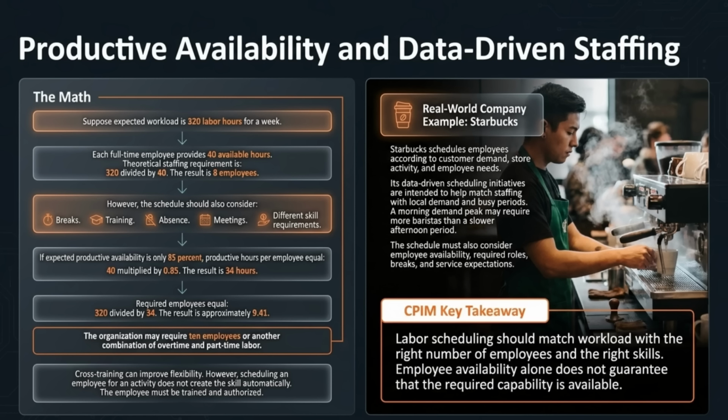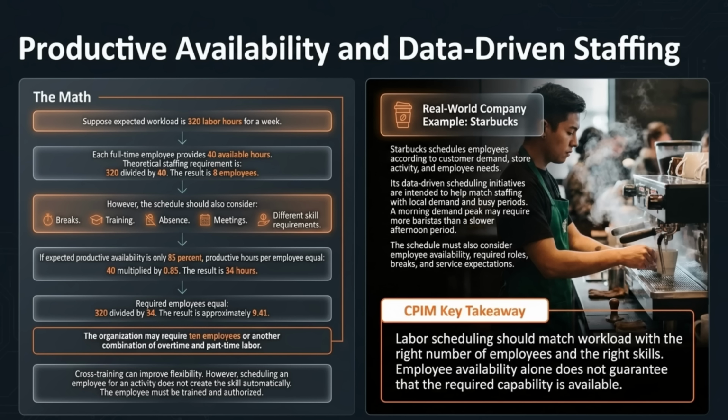Cross-training can improve flexibility. However, scheduling an employee for an activity does not create the skill automatically. The employee must be trained and authorized. Real-world company example, Starbucks. Starbucks schedules employees according to customer demand, store activity, and employee needs. Its data-driven scheduling initiatives are intended to help match staffing with local demand and busy periods. A morning demand peak may require more baristas than a slower afternoon period. The schedule must also consider employee availability, required roles, breaks, and service expectations.